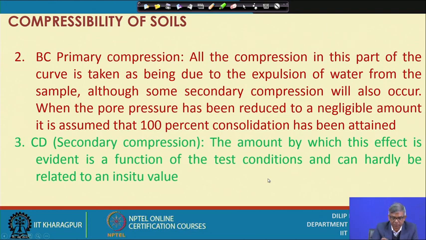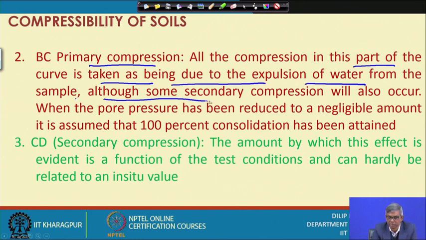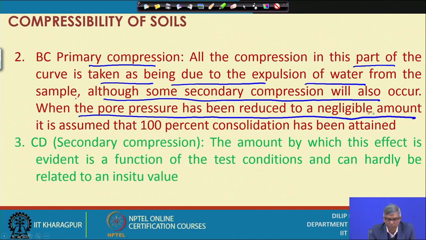And B C is the primary compression, that is whatever consolidation mechanism we have explained. All the compression in this part of the curve is taken as being due to the expulsion of water from the sample, although some secondary compression will also occur where the pore pressure has been reduced to a negligible amount. It is assumed that 100% consolidation has been attained.